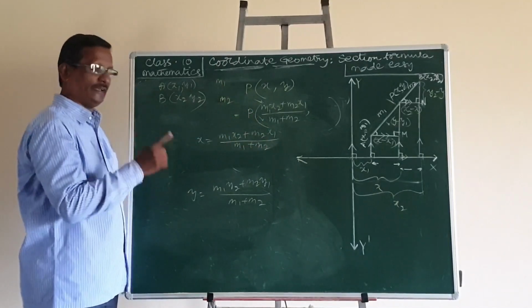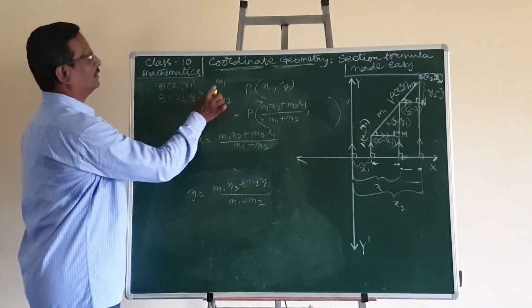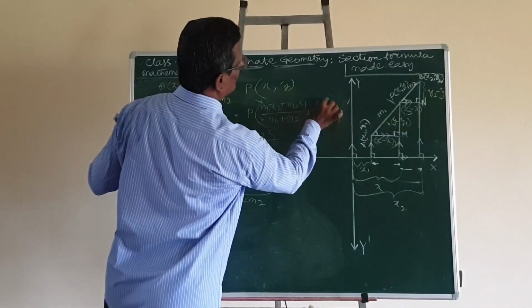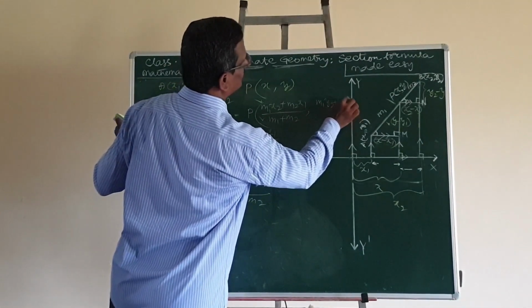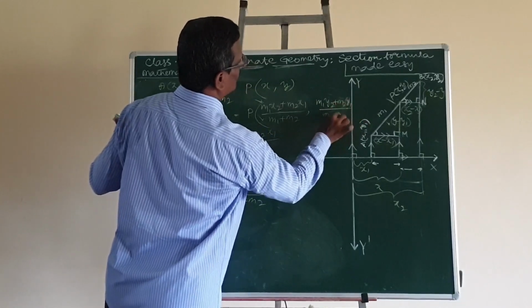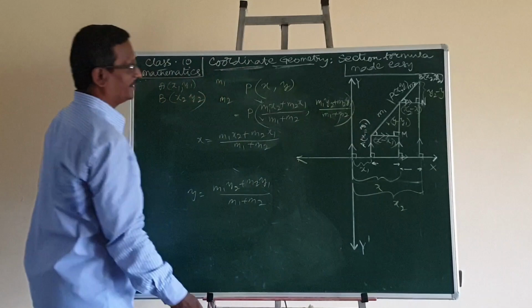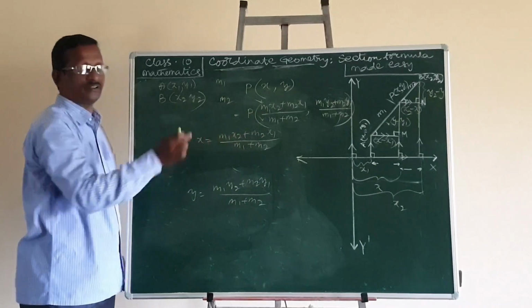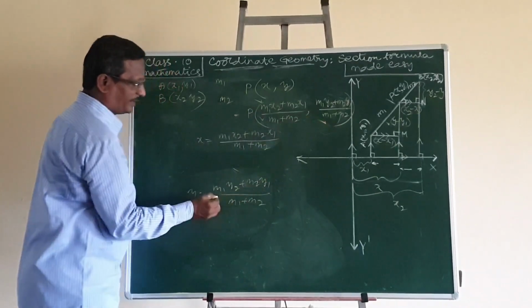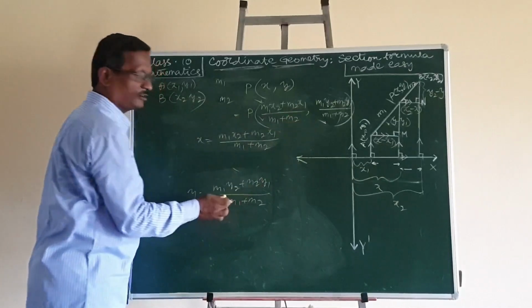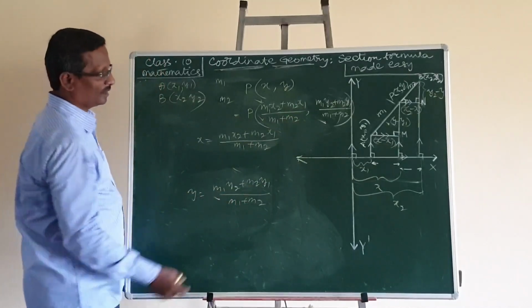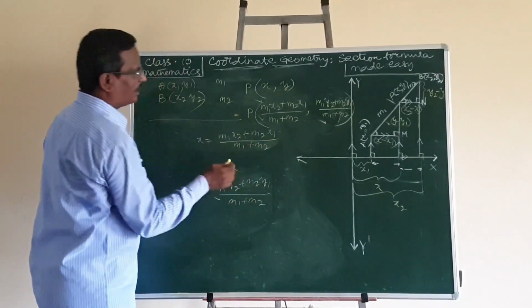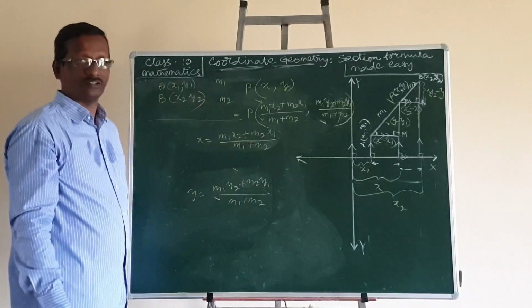For y coordinate, again cross multiplication starting from m1 y2 plus m2 y1 by m1 plus m2. This is the y coordinate. This x coordinate and the x coordinate which we have derived are exactly one and the same, and this y coordinate and the y coordinate which we have derived are also exactly one and the same. How easy to write and how easy to apply while solving a problem.